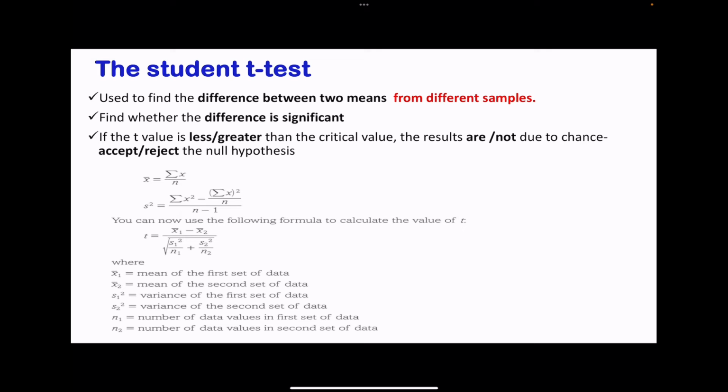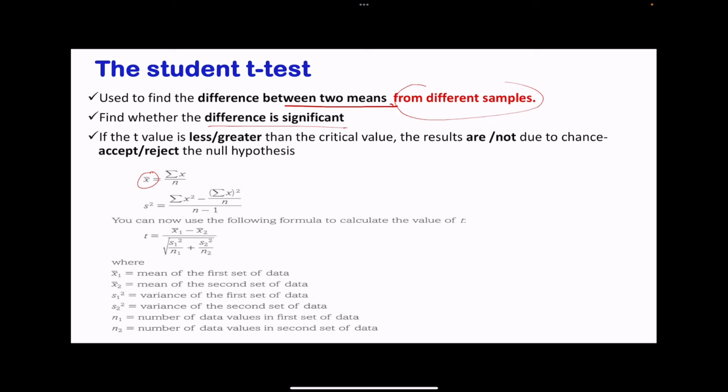The next part is looking at the student t-test, which is the second method of statistical analysis. This is used to find the difference between two sets or two means from different samples. Here we can find whether the difference is significant or not. If the t-test is less or greater than the critical value, we can make a conclusion whether to accept or reject the null hypothesis. Here we have to find the mean.